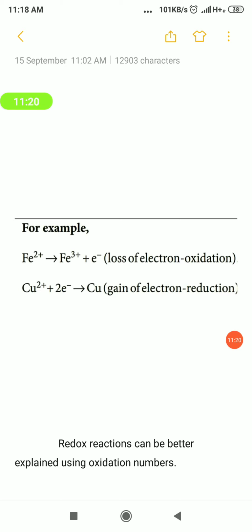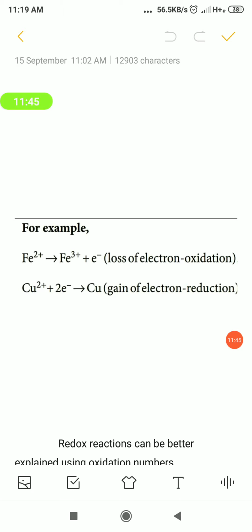அதே மாதிரி second example, Cu2+. By gaining two electrons, சார்ஜ் எத்தனை எலக்ட்ரான் கெயின் ஆகுது? 2 எலக்ட்ரான். அப்போ அந்த சார்ஜ் 2 குறைக்கணும். So it will become a neutral species. So these are the examples for oxidation and reduction according to electronic concepts, and these redox reactions can be better explained using oxidation numbers that we will see in the next video.